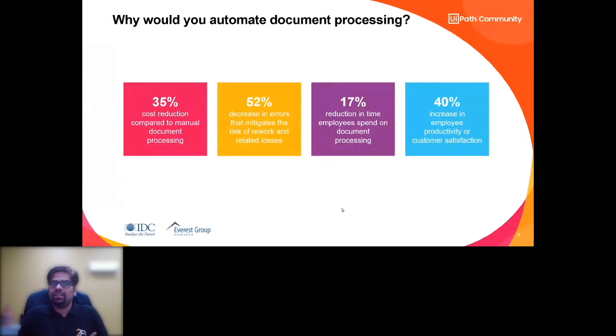Recently, reports from IDC and Everest Group say that after you implement UiPath Document Understanding, there is a 35% cost reduction compared to manual document processing, right? And an overwhelming 52% decrease in errors that mitigates the risk of work-related losses. Also there is a 17% reduction in time employees spend on document processing, and a 40% increase in employee productivity and customer satisfaction.